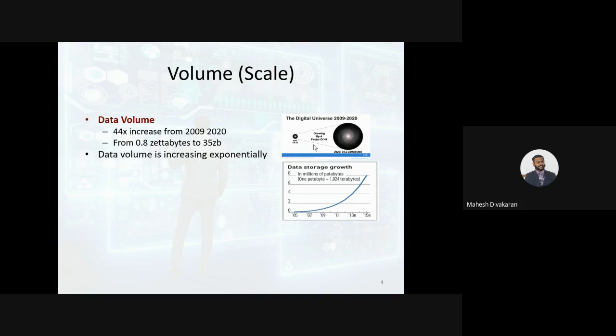Anyhow, 5G is going to be introduced in India by 2022, and then the data limit and speed will also increase, so people will use more data. So data volume is increasing exponentially.